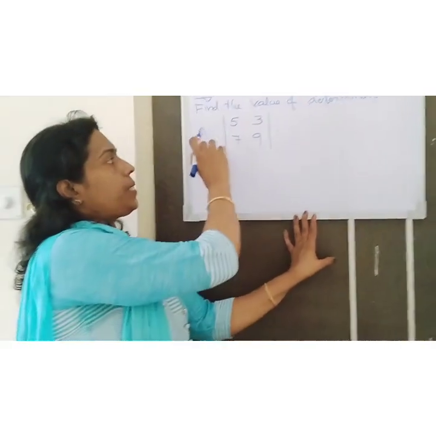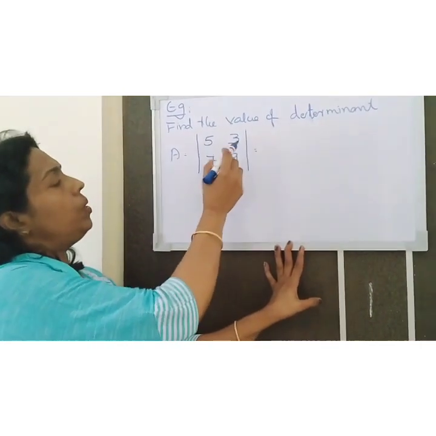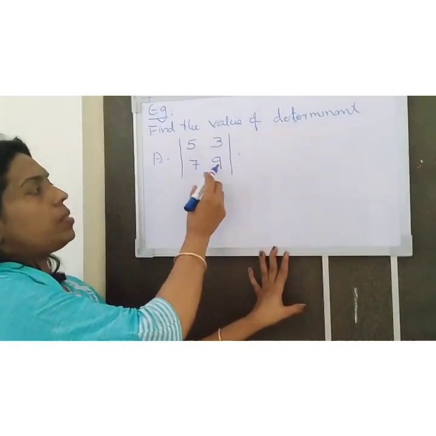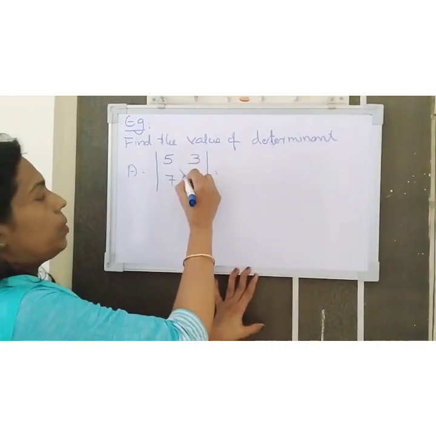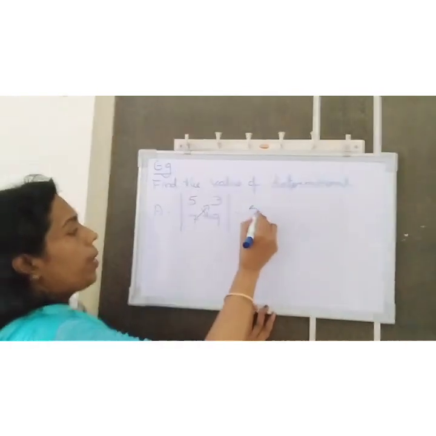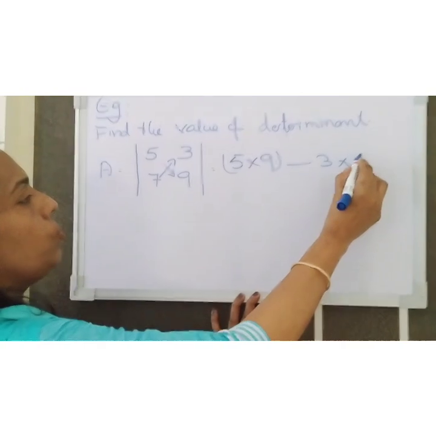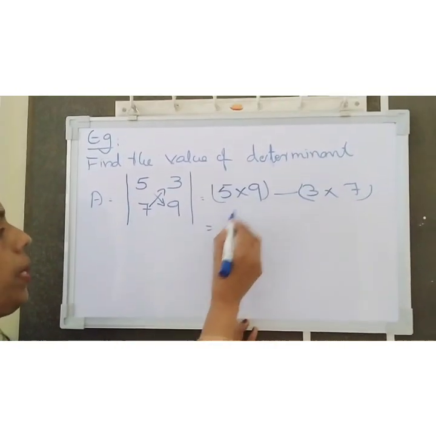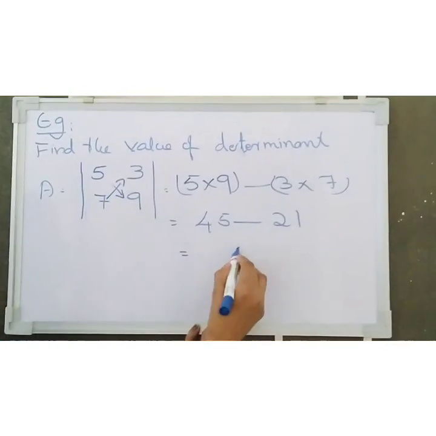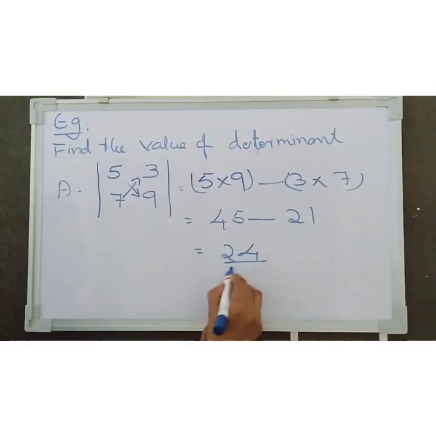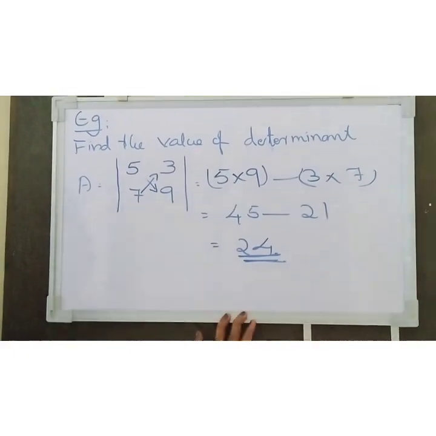I am solving one example sum of a determinant. Find the value of the determinant A equal to the determinant of 5, 3, 7, 9. That means cross multiply: 5 into 9 minus 3 into 7. 5 nines are 45, minus 3 sevens are 21, that is 24. Therefore, the determinant is 24.